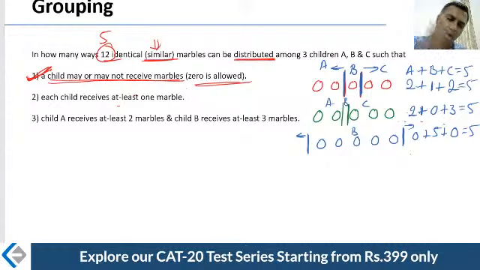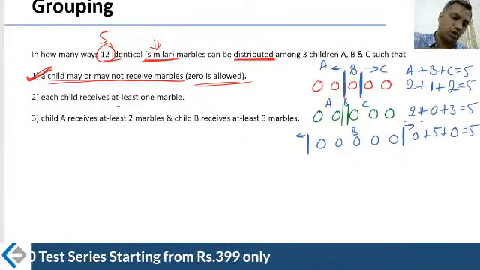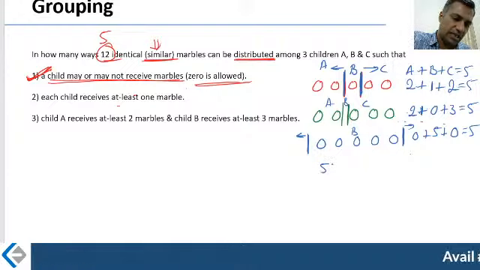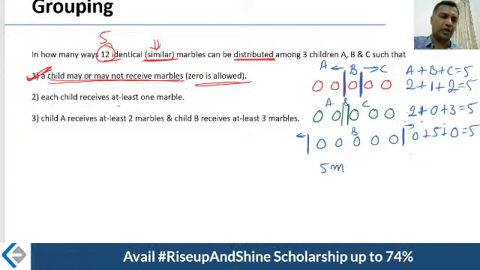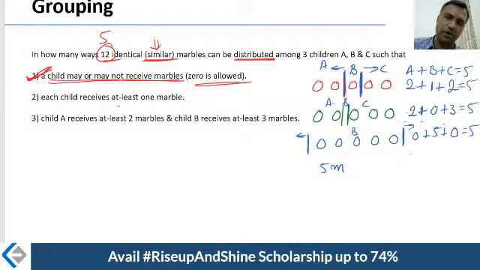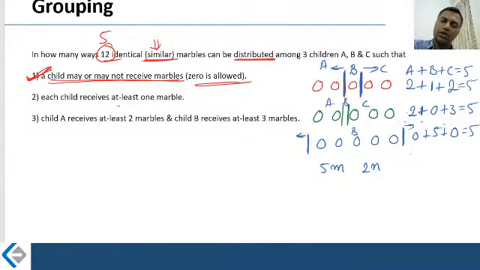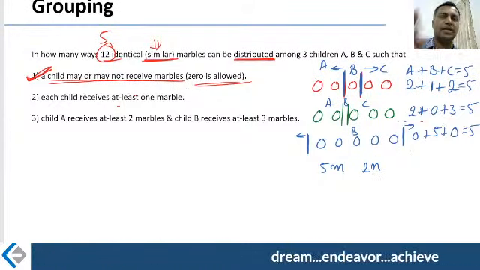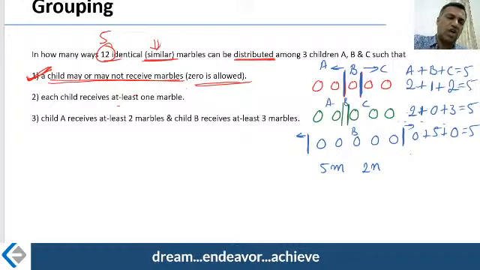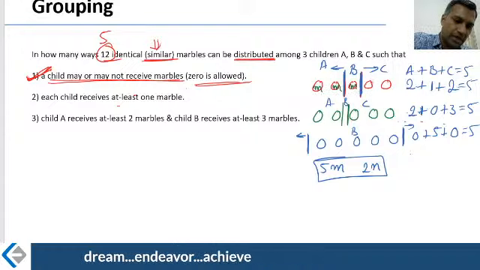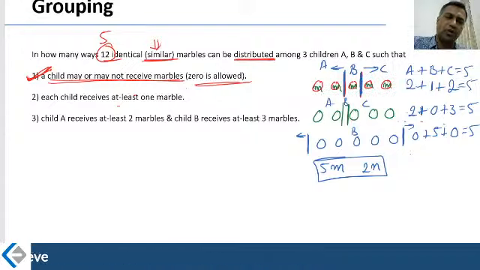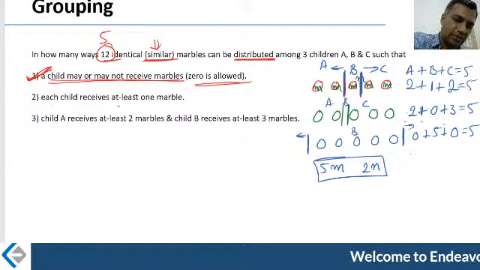So what is the point I'm trying to make here? Look, you have 5 marbles, let me call it 5M. The circles are nothing but your marbles. And you have 2 lines, let me call it 2N. Now you arrange them. Take them as alphabets for that matter. Wherever a marble is there, take it as M. This is M, this is M, this is M, this is M, and this is M. And what is this here? N. This little straight line you call N.